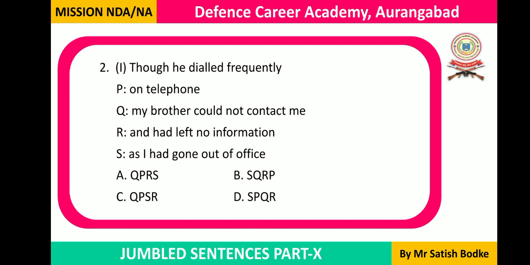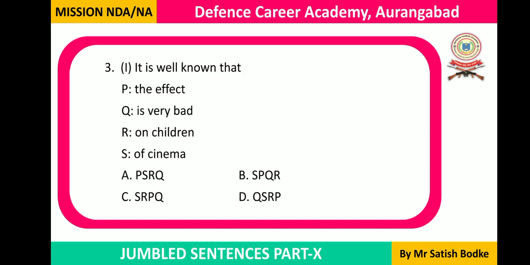So though he dialed frequently, my brother could not contact me on telephone. "As" means because; it is a new conjunction which starts a new clause: as I had gone out of office and had left no information. So our sequence is QPSR, and option C is the answer. Now let's go to the next question, question number 3.